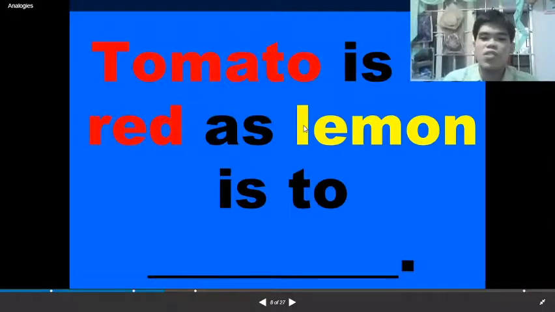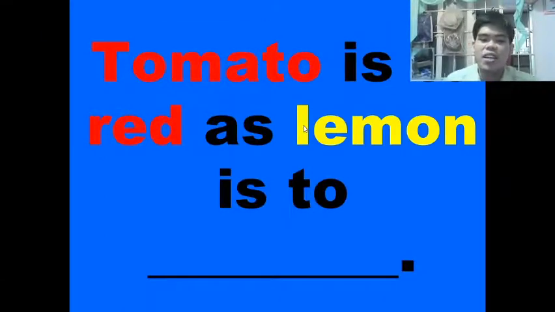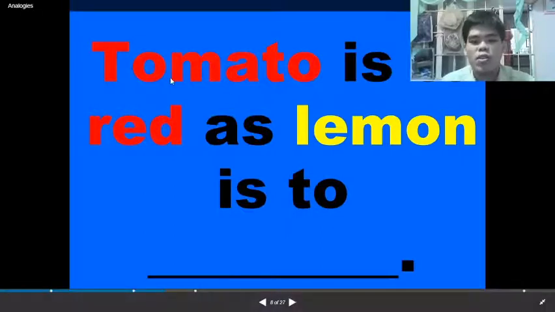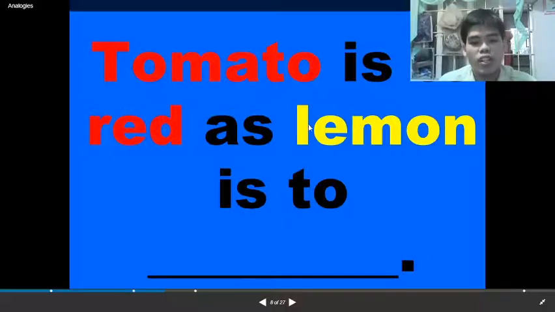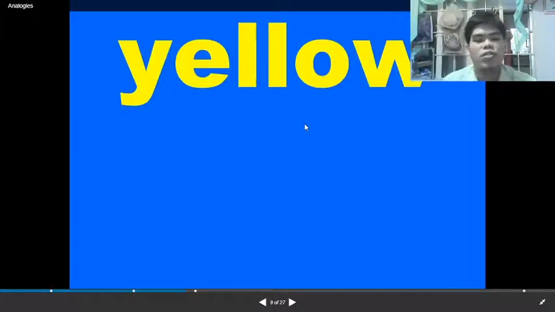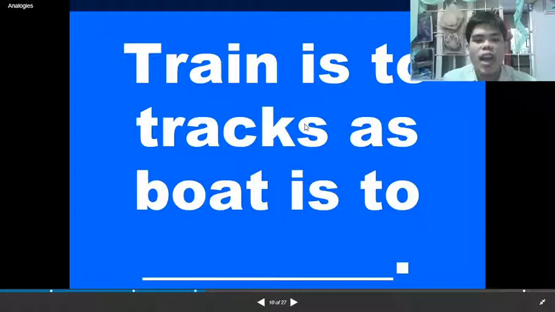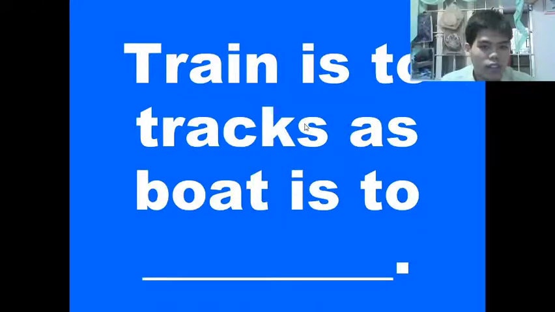Next is tomato is to red as lemon is to. Of course, almost all tomatoes are color red, so the comparison is based on color. Usually the color of lemon is yellow. So yellow.